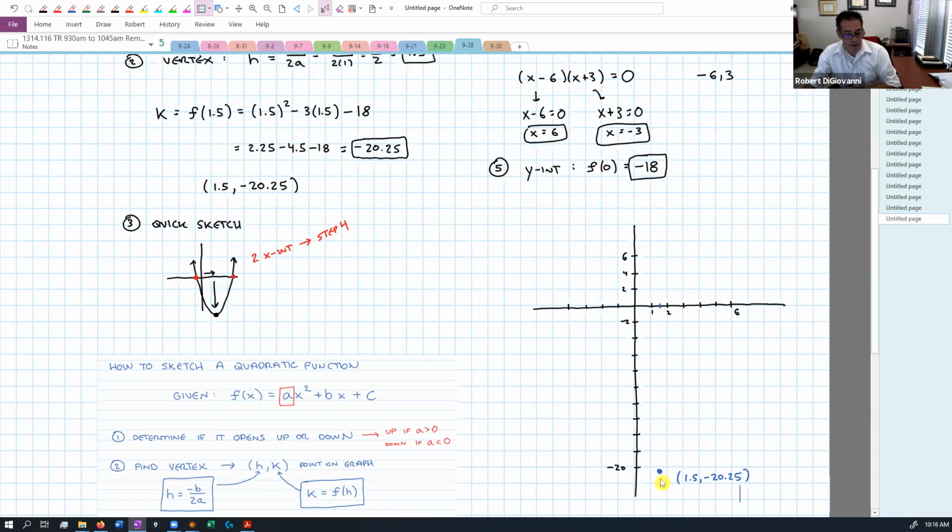Then I'm going to plot my x-intercepts, which are at 6 and -3. So here it's 6, which is the point (6, 0), and -3, which is right here, (-3, 0). I have x-intercepts. And then I have a y-intercept of -18. -18 is right here.